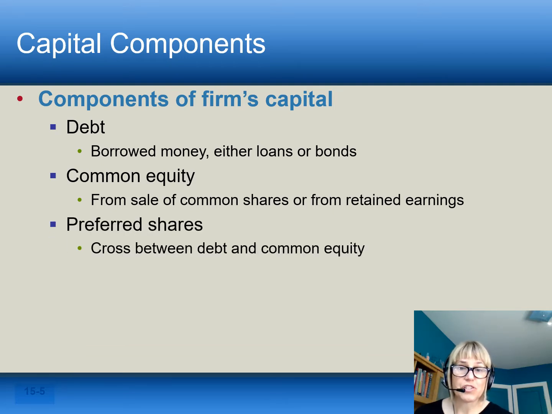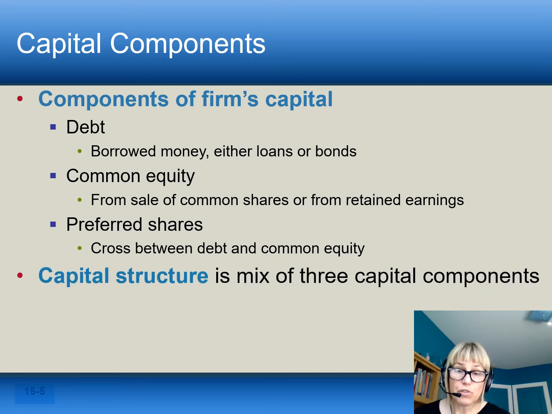And then there's preferred shares as well. And you know that those are a cross between debt and common equity. The capital structure is a mix of all three. You'll remember we did pie charts in class to talk about target capital structures and how there's an expectation in an industry that there's an optimal capital structure.